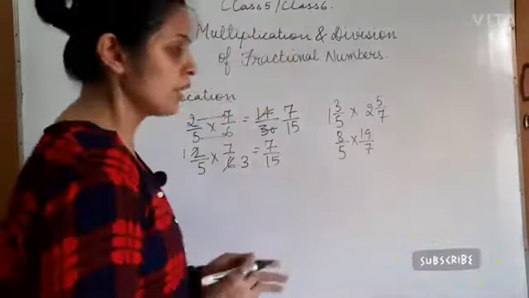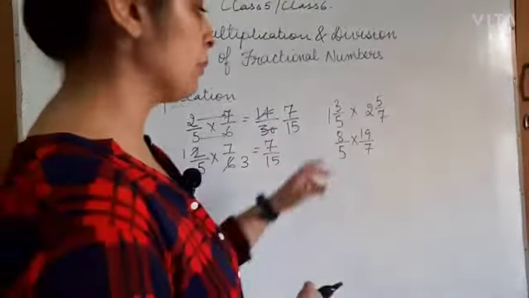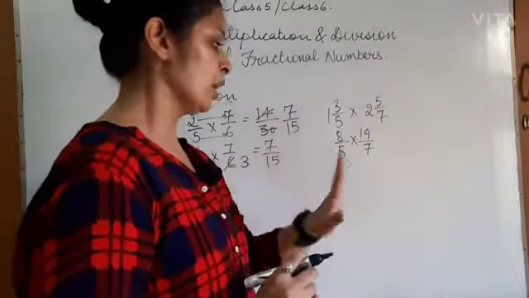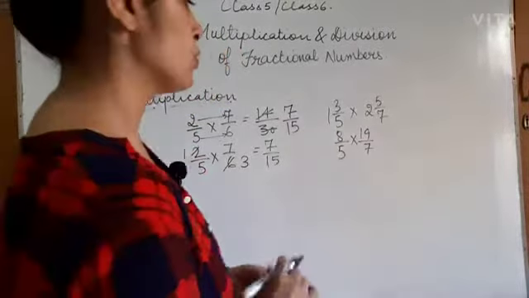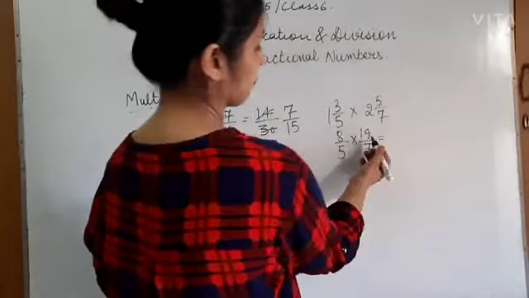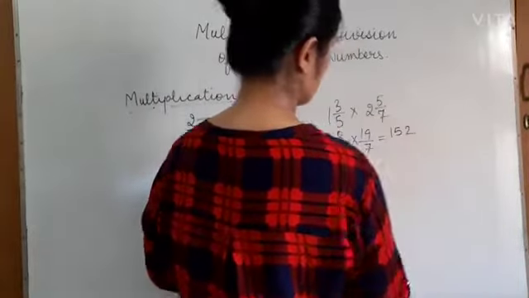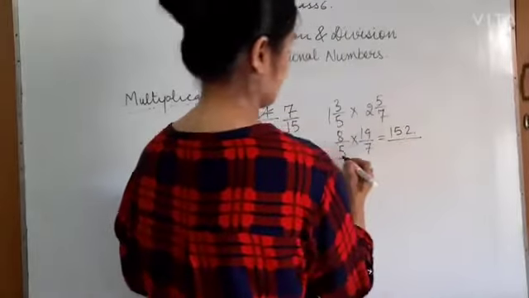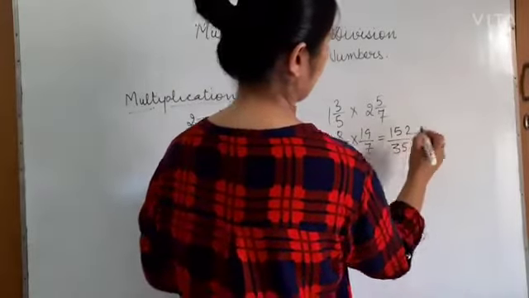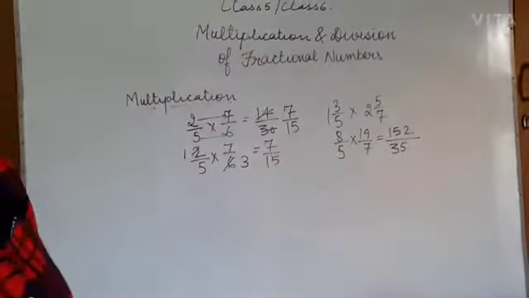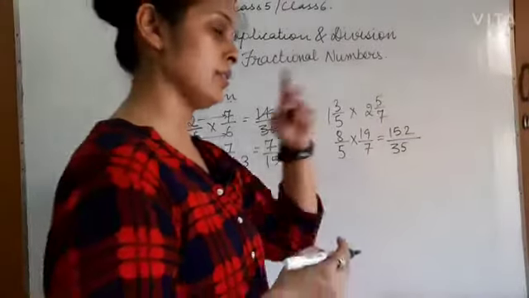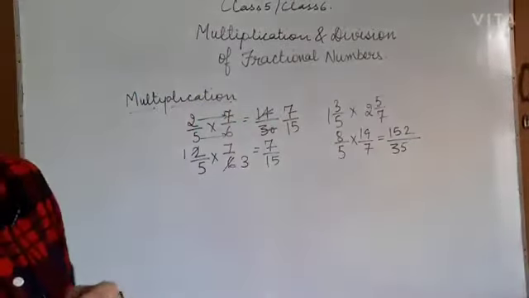Now we will see, is any cutting possible between any numerator and denominator? Here no cutting is possible. So we will multiply. 19 8s are 152 upon 7 5s are 35. Now you can change it into a mixed fraction and that will be your answer. So multiplication is very easy.